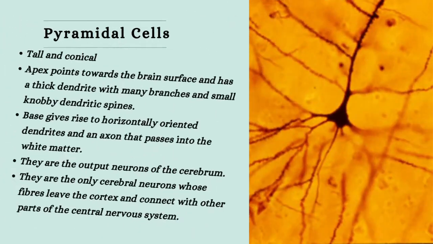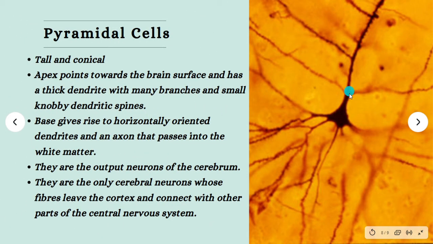Then coming to the pyramidal cells, the pyramidal cells are tall and conical cells, and the apex of the pyramidal cells points towards the surface of the brain. From the apex arises a thick dendrite, and from this thick dendrite many branches arise, and these branches end in small knobby dendritic spines. The base of the pyramidal cell gives rise to horizontally oriented dendrons, and a single axon emerges from the base of the pyramidal cell, and this axon passes to the white matter of the brain, which is located in the interior.